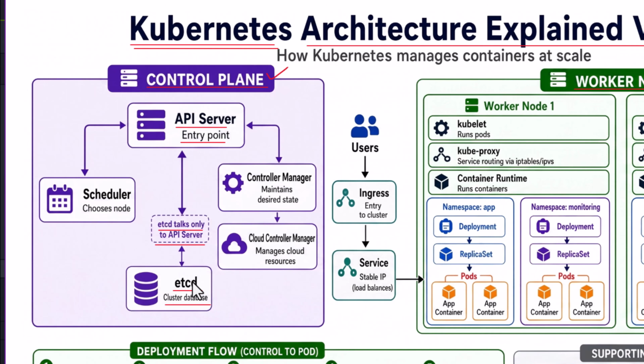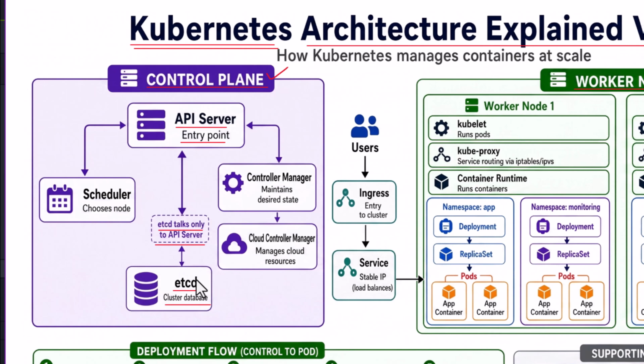In production, high availability clusters, etcd usually runs on separate dedicated nodes because it is a very critical component. If etcd is lost, the cluster state information is lost. So etcd is like the memory of the Kubernetes cluster.